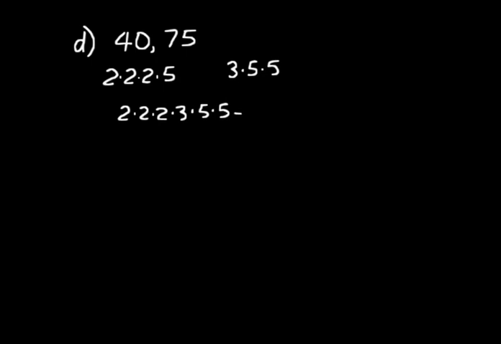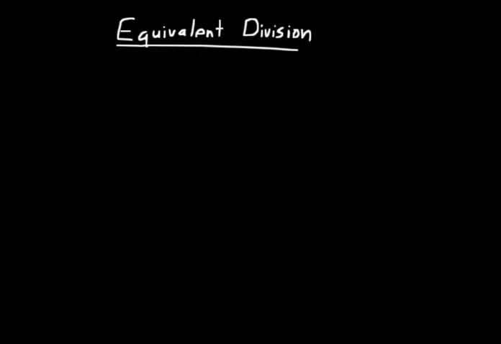That's equal to 600. Now that, if we would have written out all the multiples of 40 and 75, that would have taken us a little bit longer to find the lowest common multiple. Using the prime factorization method, though, it was pretty quick and easy. Now let's change gears a little bit here and go to the last part of this lesson on equivalent division.